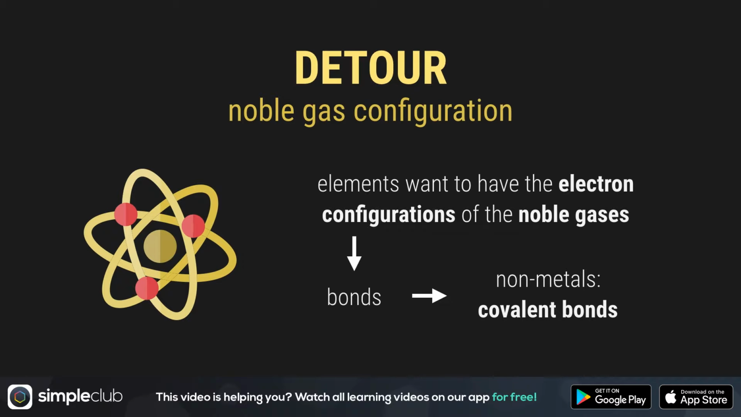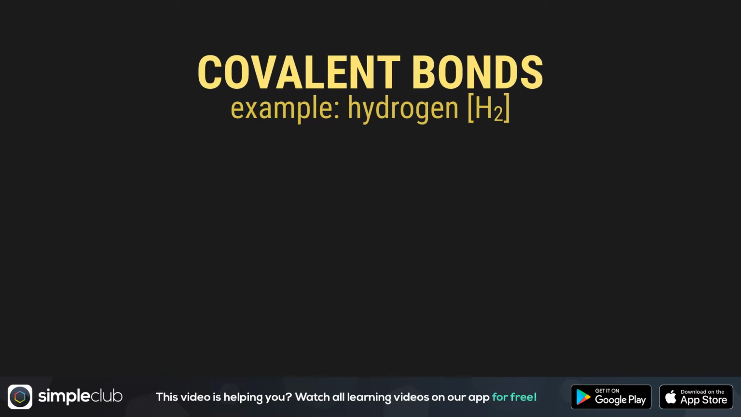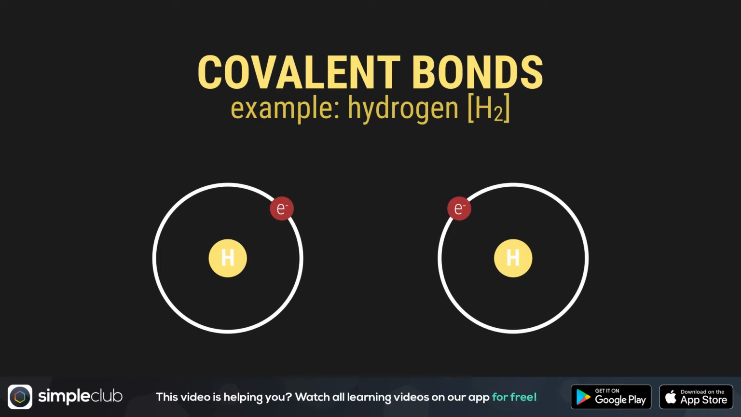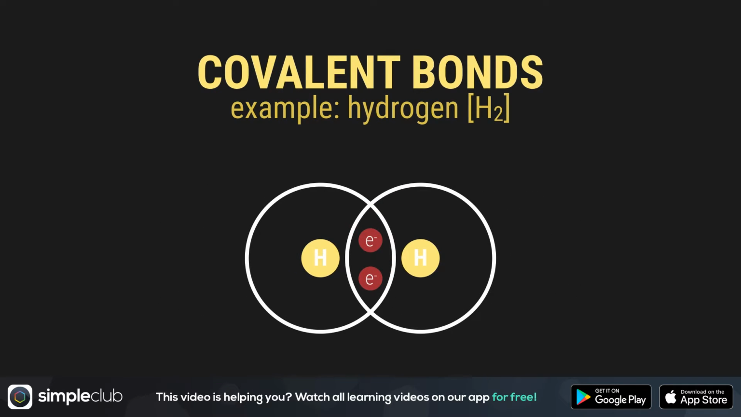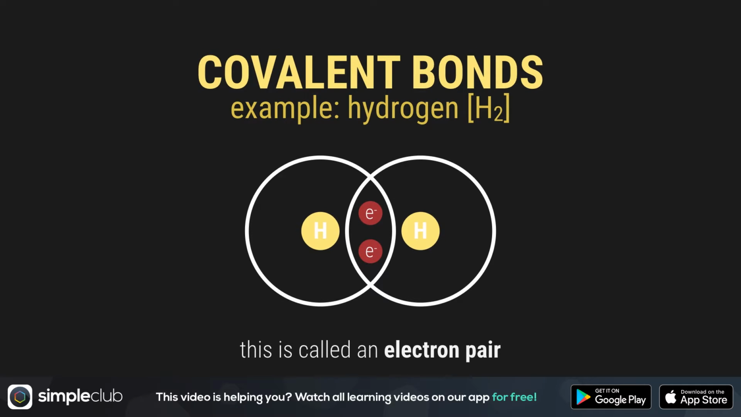So, what do covalent bonds look like? We'll show you using hydrogen as an example. Okay, so here we have two hydrogen atoms. Each one has one electron. Now the two of them form a covalent bond, overlapping their outer shells to share the two electrons between them. Now the two electrons are called an electron pair, also called a shared pair or a bonding pair.